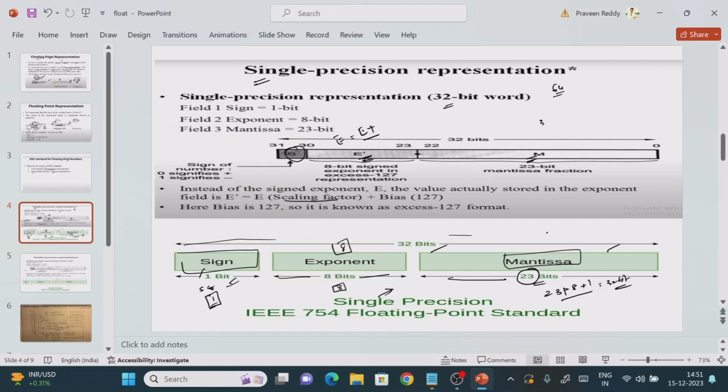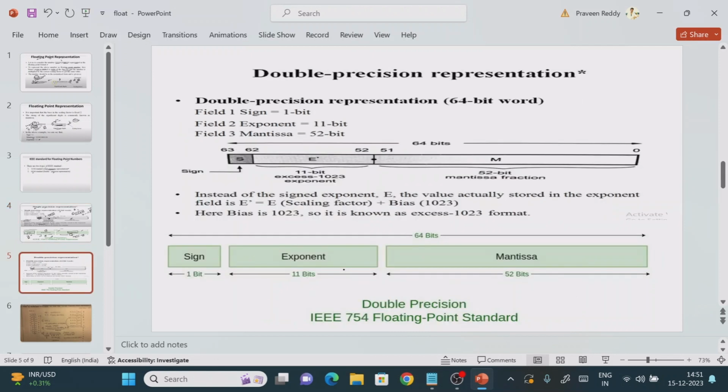If it is the 32 bit representation, we need to add 127 for that particular value. If it is the 64 bit representation, to find the exponent value we need to add the scaling factor plus 1023. Remember this: the bias value should be added to find the single precision or double precision. For 8 bits there are 256 values, so 0 to 127, like that we add the 127. First, just try to remember this.